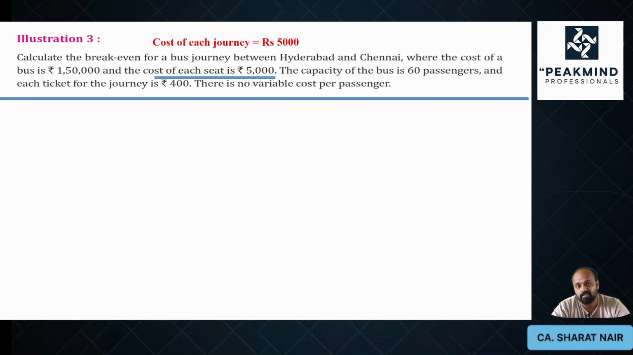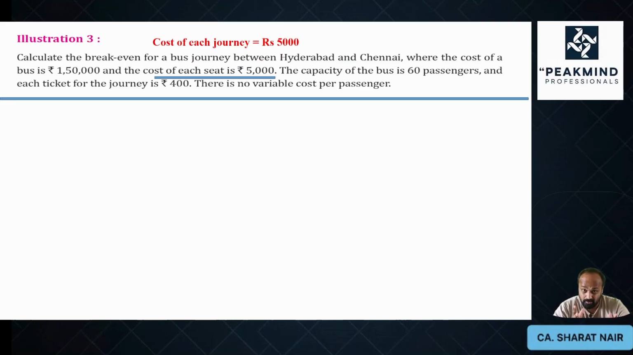Now, moving to the third illustration, which is given. It was supposed to be a beautiful problem. However, there is a small mistake in the question. Let's look into the question. They are asking us to find out the break-even point for a bus journey. Please note, for a bus journey which is happening from Hyderabad to Chennai.